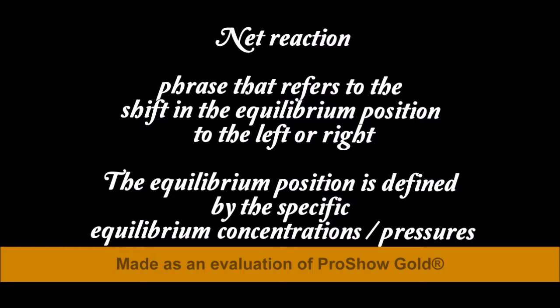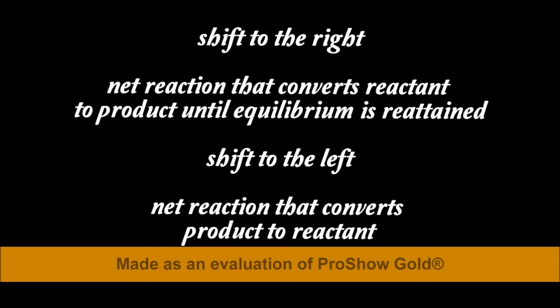Net reaction is a phrase that refers to the shift in the equilibrium position to the left or right. Shift to the right is a net reaction that converts reactant to product until equilibrium is reattained, while shift to the left is a net reaction that converts product to reactant.